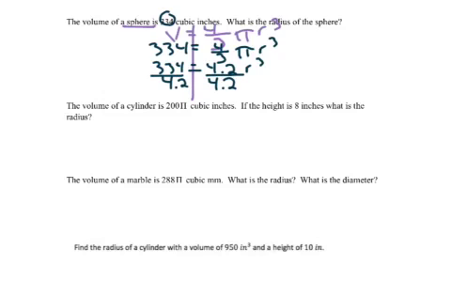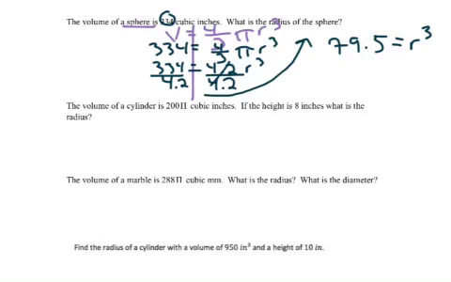Since I'm running out of room, I'm going to continue the problem up here. So my 4.2's would cancel, and I would have roughly 79.5 is equal to r cubed. However, that doesn't look very good. Hold on, let me fix that 3.